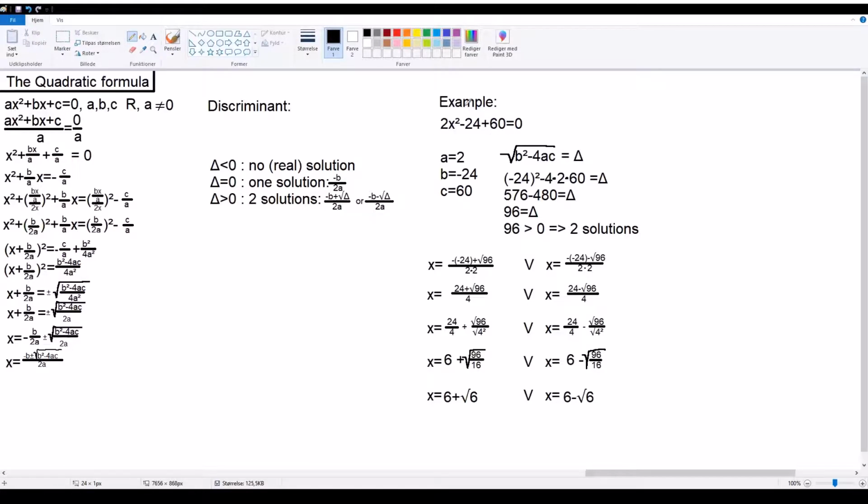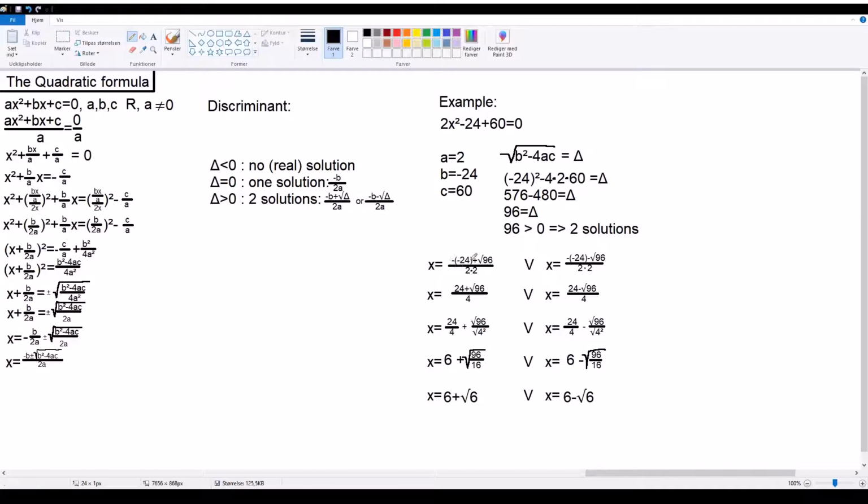So here you have a quadratic equation, which is 2x squared minus 24x plus 60 equals 0. We essentially just plug that into our discriminant formula, which is b squared minus 4ac equals the discriminant, meaning that negative 24 squared minus 4 times 2 times 60 equals the discriminant, meaning that this simplified is equal to 576 minus 480 is the discriminant, meaning that 96 is the discriminant. As you can see, 96 is more than 0, meaning that there's two solutions, which you can see down here.